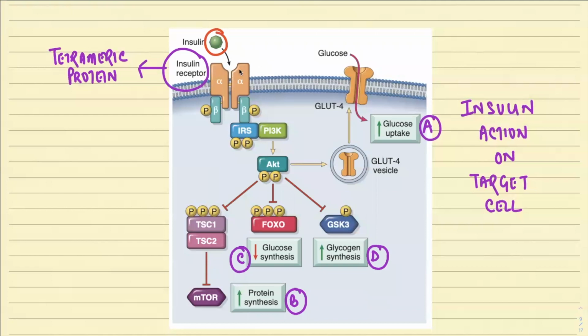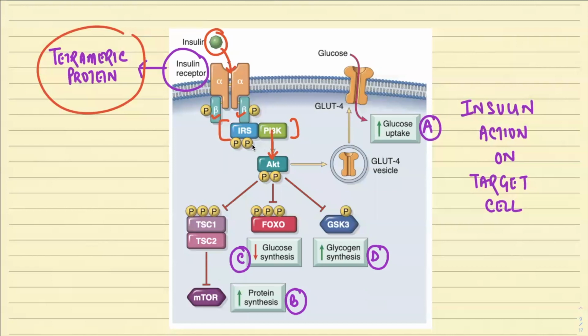Now over here, the insulin receptor, as you can see, is a tetrameric protein. There are 2 alpha units and 2 beta units. Once the insulin binds to this tetrameric unit, what is going to happen? It is going to cause phosphorylation of the beta subunit along with phosphorylation of the IRS component, that is the insulin receptor substrate component. That is going to activate the PI3K-AKT pathway.